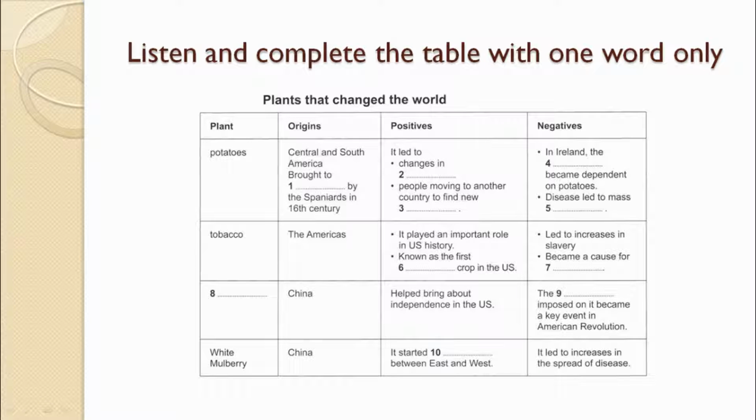Recording 32. In my talk today, I'm going to be looking at plants that have had an impact on our world and our history. Let's start with the potato. It was originally one of the staple foods of Central and South America, and when Spanish explorers traveled to the Americas, sometime in the 16th century, the potato found its way into Europe.